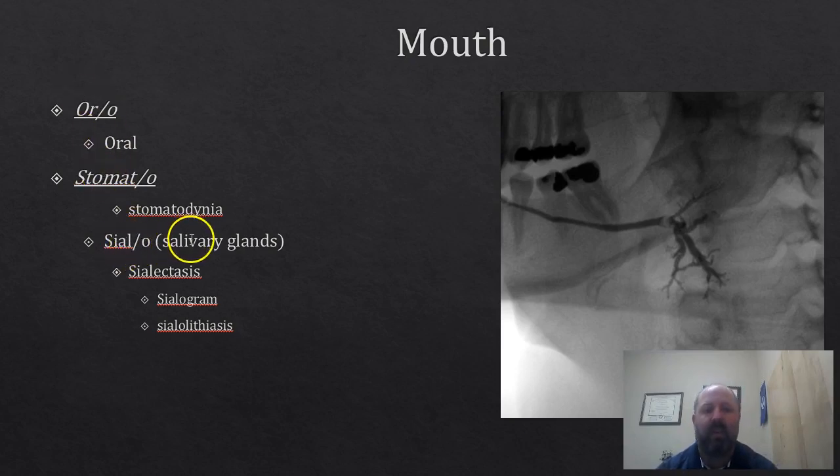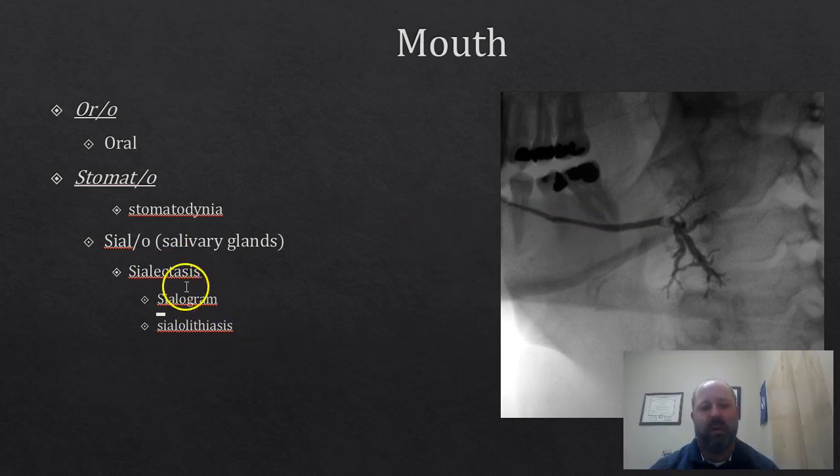Inside of our mouth, we have salivary glands, sialo, right? Sialoectasis, right? And this is what we call a sialogram. Sialogram, right here you can see they've injected dye. They're now taking x-rays to see what the salivary glands look like. You can also get stones in these, which is sialolithiasis, and where we get little stones in here, which would cause this, the sialoectasis, which would be this enlargement of the salivary gland.